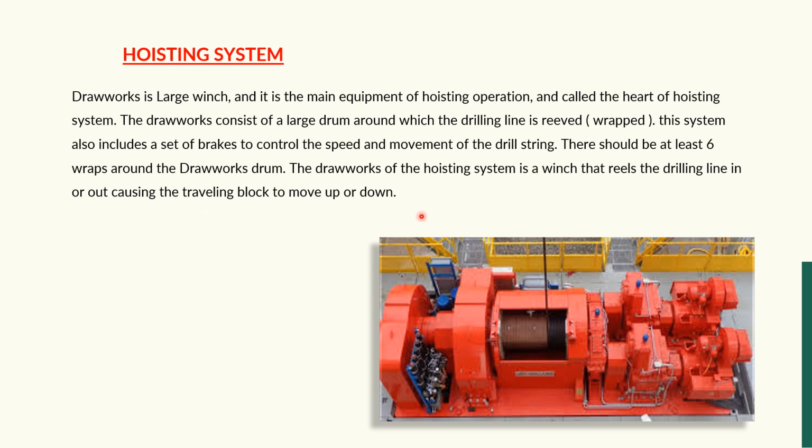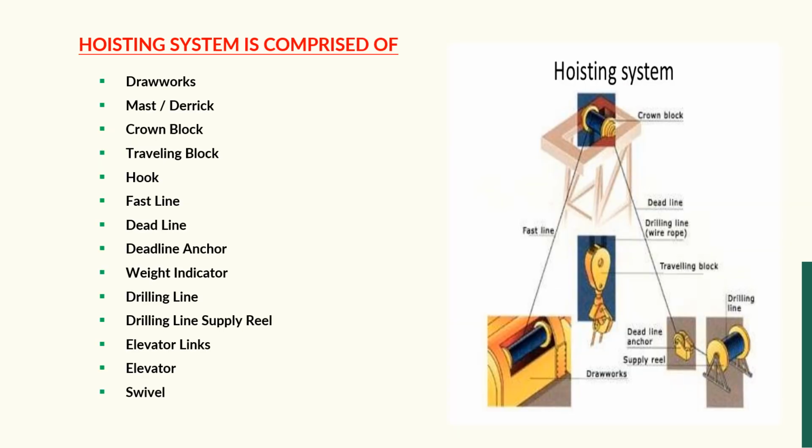When the driller reels in, the traveling block goes up. When the driller releases the brake and the drill line reels out, the traveling block goes down. The driller controls the draw works through the clutch and gearing system and a brake as well.